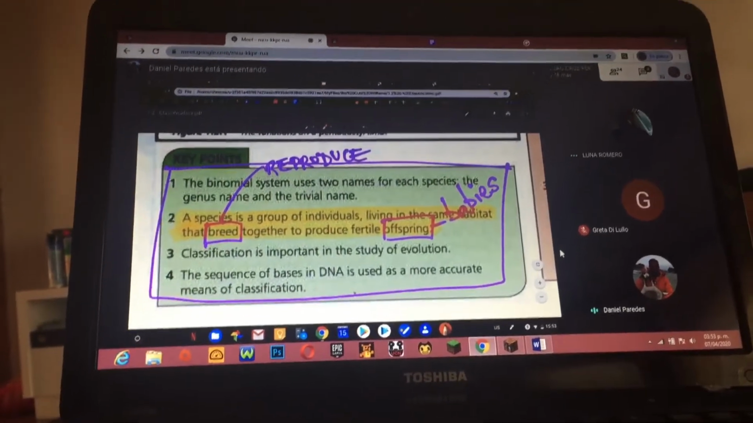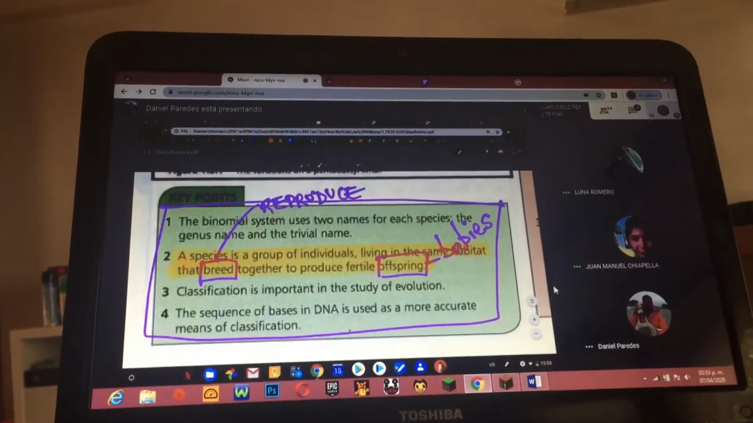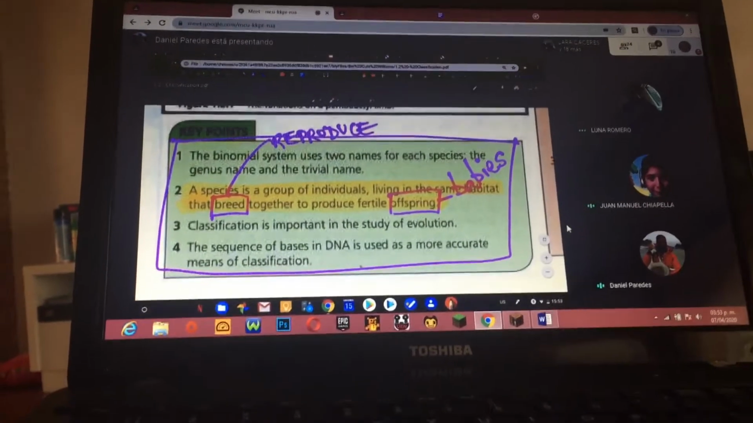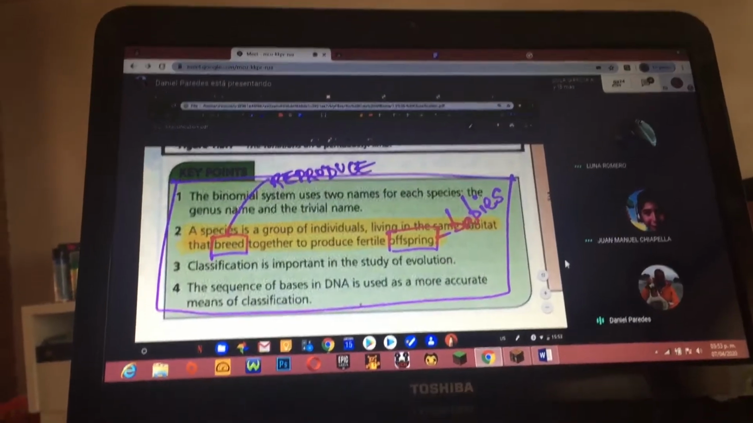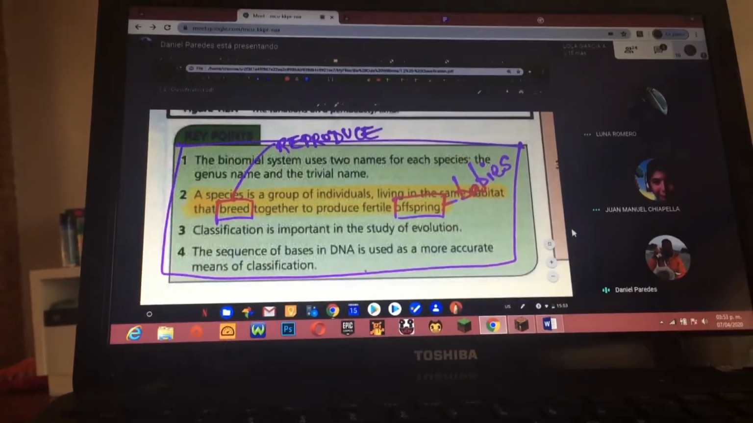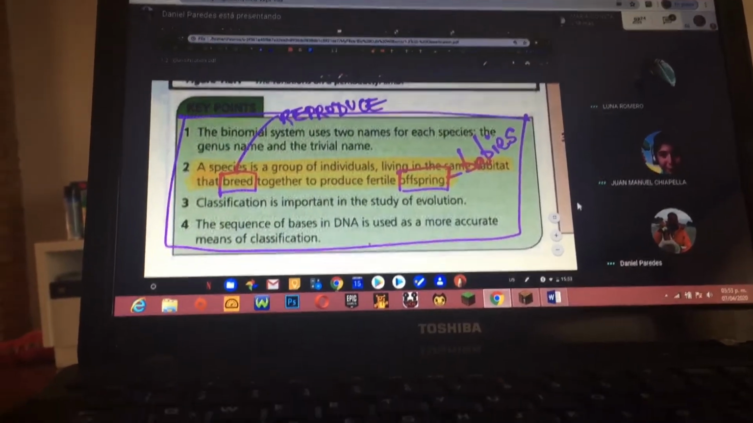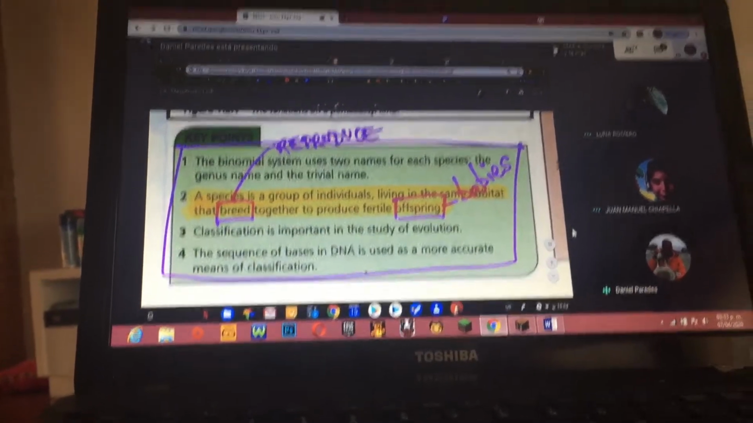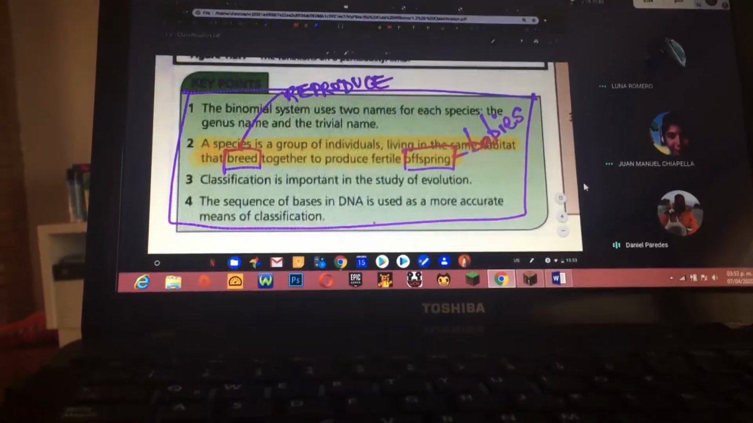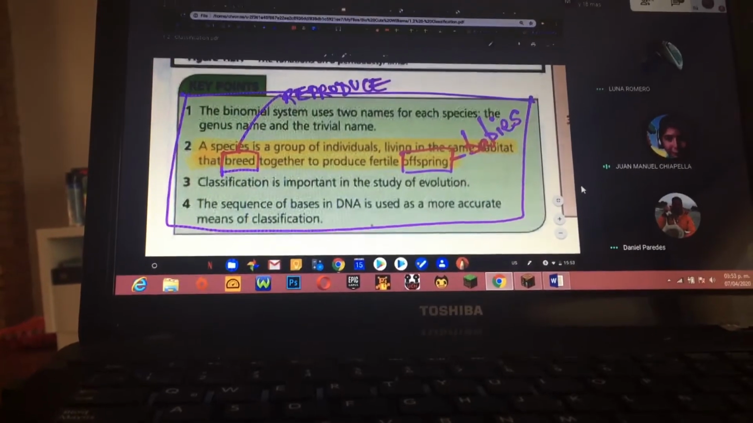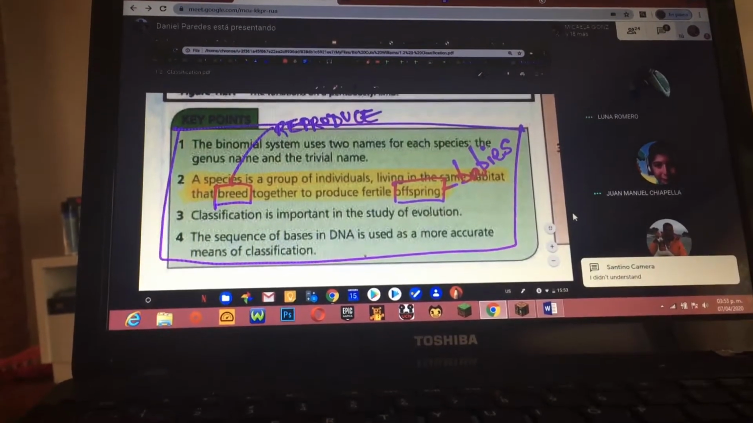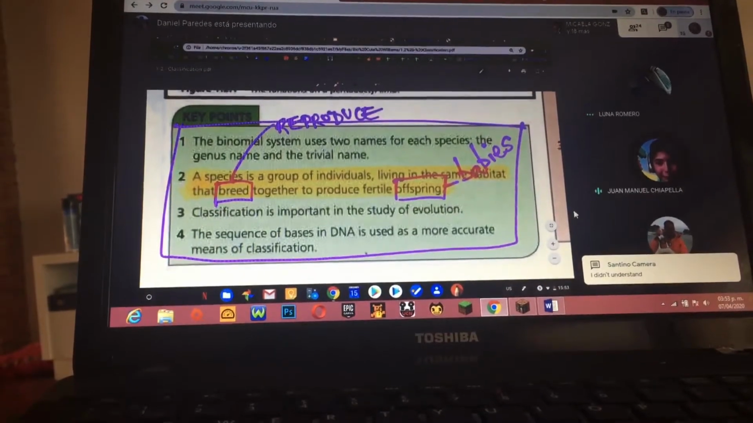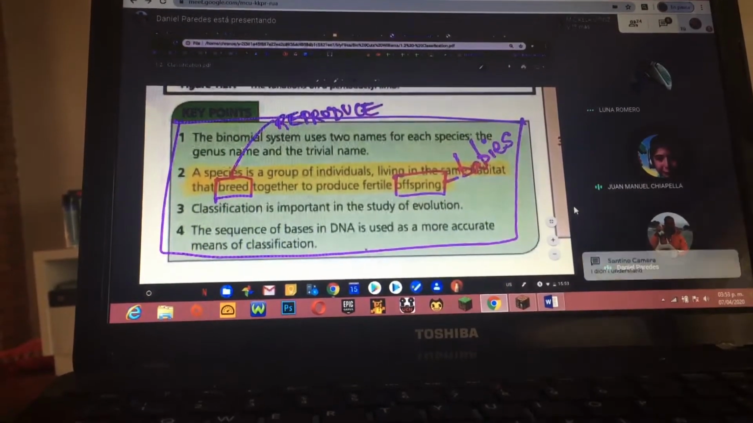So, in other words, a species is the individuals that can have babies. What I mean by that? It means that if the babies cannot have babies, it's not the same species. So, for example, a horse and a donkey. A horse and a donkey can have babies, and we call those babies mules.